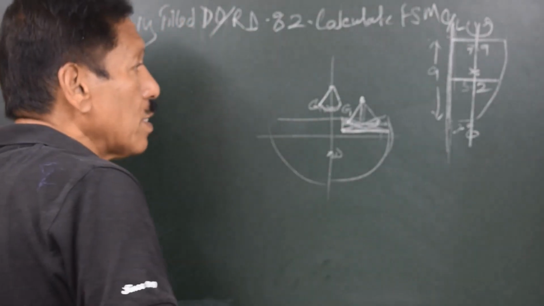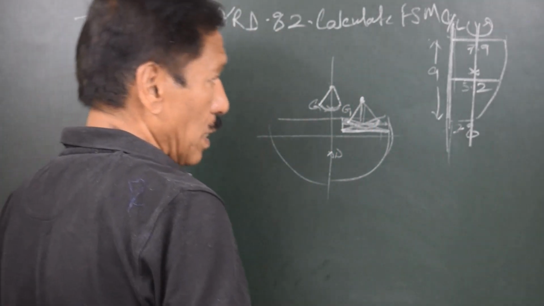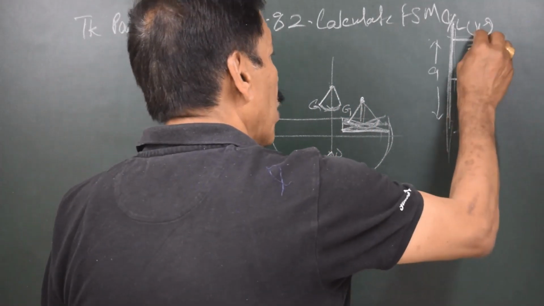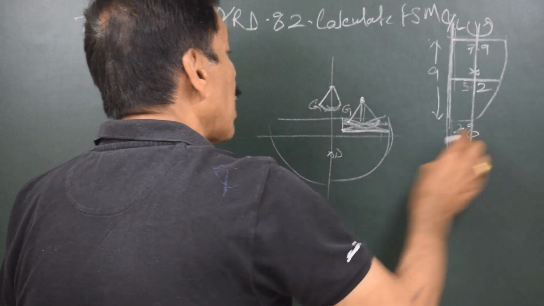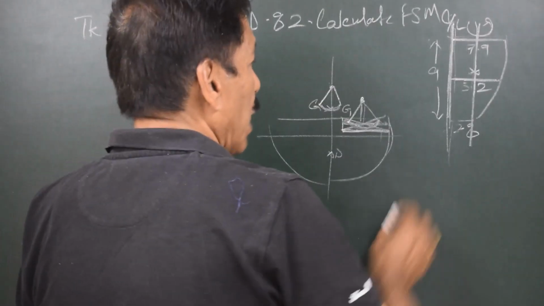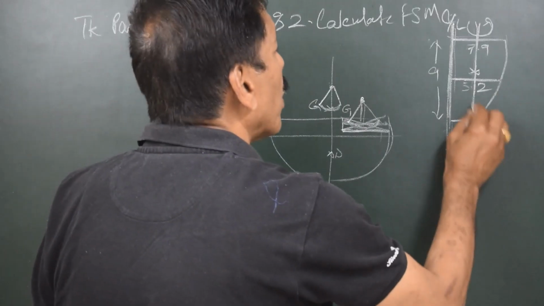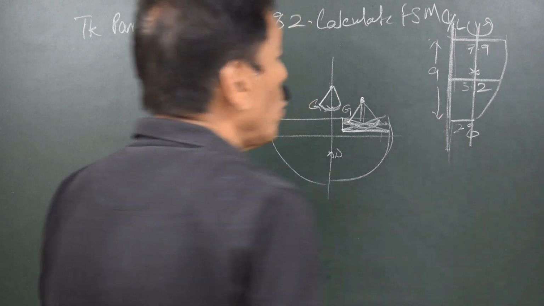So always, in a situation where we have to find the free surface correction or moment of inertia, we take an axis which is parallel to the center line of the ship, passing through the centroid. This is the original reference axis, and the ordinates are perpendicular to the reference axis.